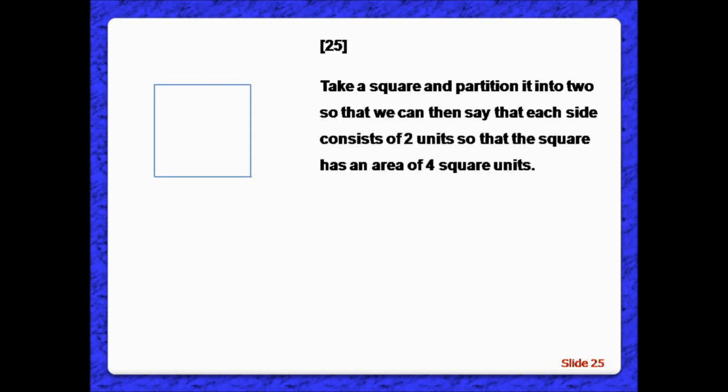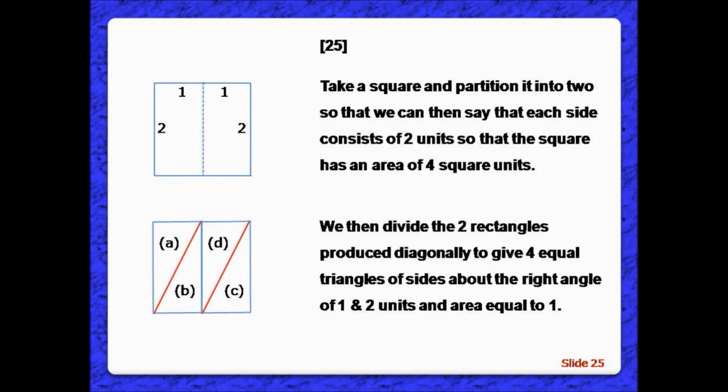Take a square and partition it into two, so that we can then say that each side consists of 2 units, so that the square has an area of 4 square units. We then divide the two rectangles produced diagonally to give 4 equal triangles of sides about the right angle of 1 and 2 units and area equal to 1.